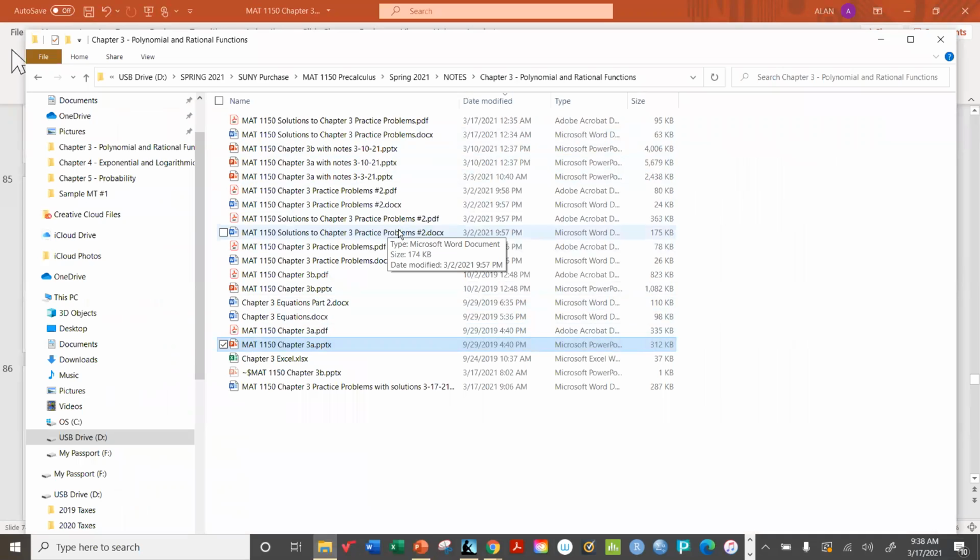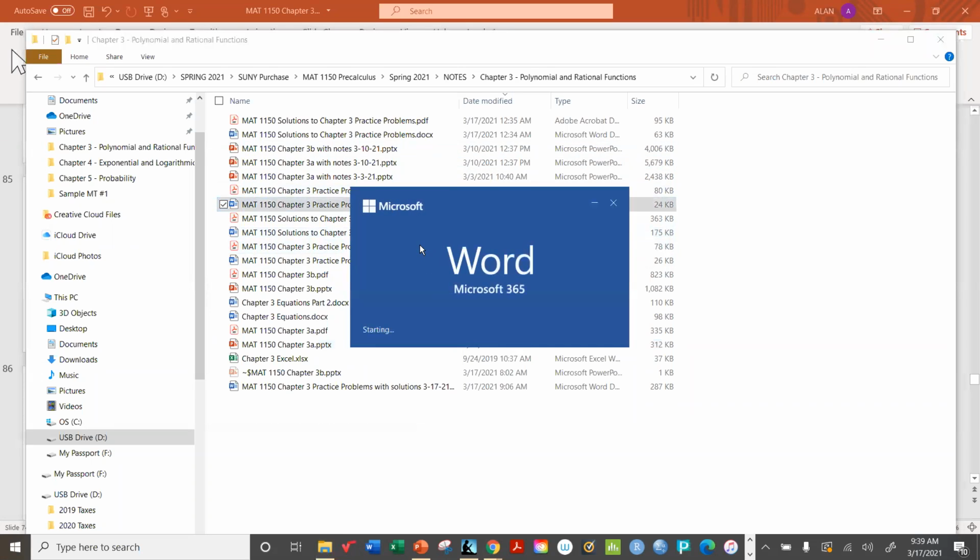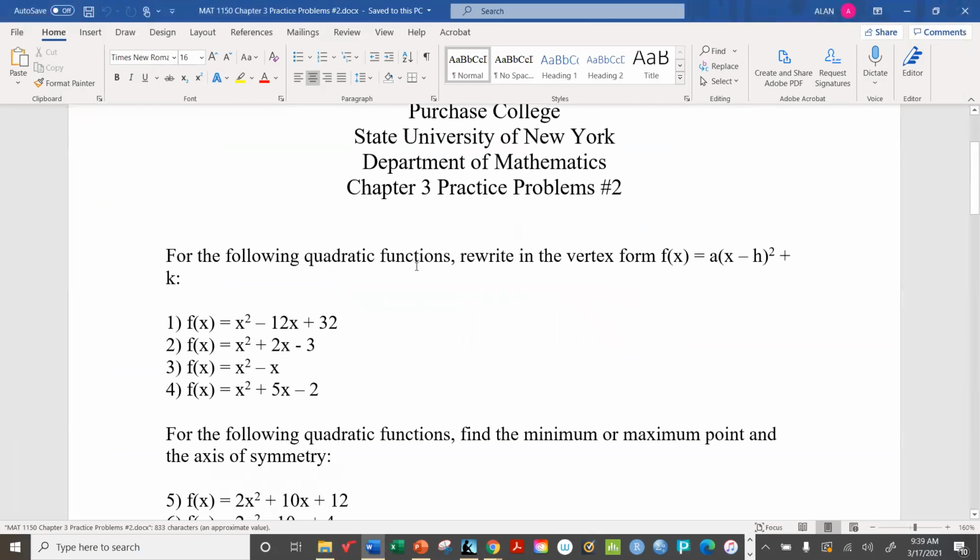Oh, yes, I wanted to open up the second problem set. Hold on. Here it is. No. There it is. I just want to quickly check.